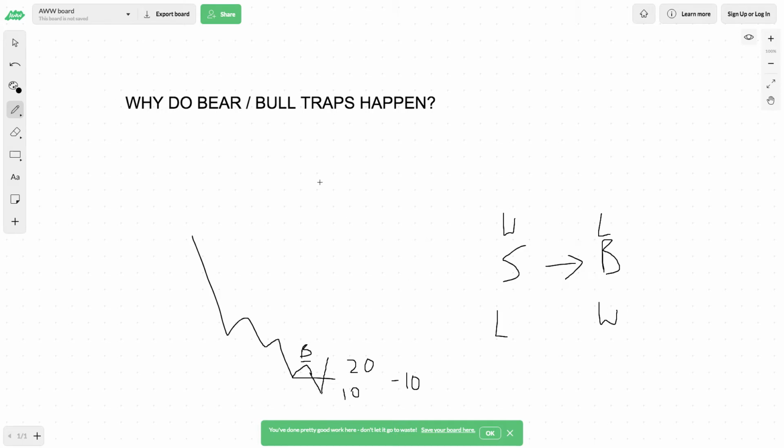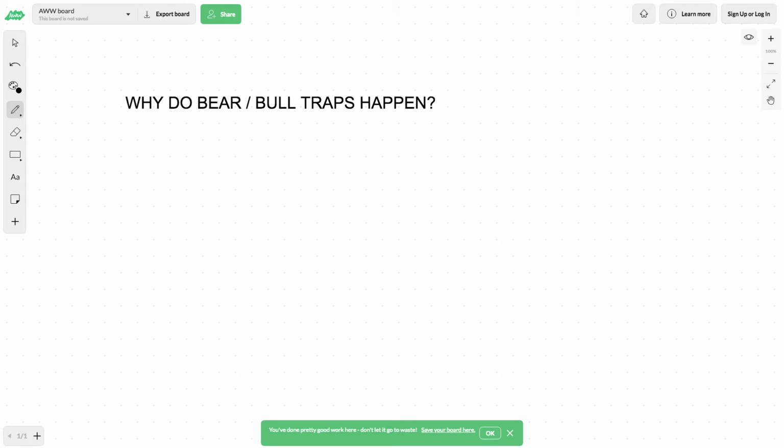Now, why do bull and bear traps happen? It's for liquidity reasons. And when I say liquidity, I'm talking about the banks' liquidity. So let's go to this article on Euromoney, and I'll put this in the description box below.